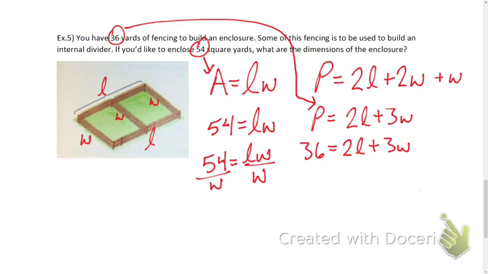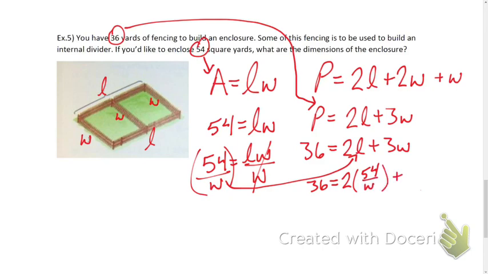So if I do that, I can plug this right there and then solve for W. So now we know 36 equals 2 times 54 over W plus 3W. Let's double the fraction. I need to write a better W down there.